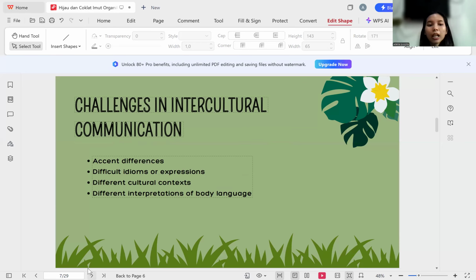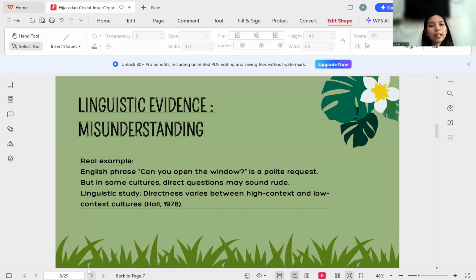There are many challenges. For example, I think one challenge is accent difference. As people, as humans, we have accents different from those of another country, because we come from a different country or a different culture. And the next is difficult idioms or expressions. And the next is different cultural context. And the next is different interpretation of body language. And the next is linguistic evidence, which is about misunderstanding.